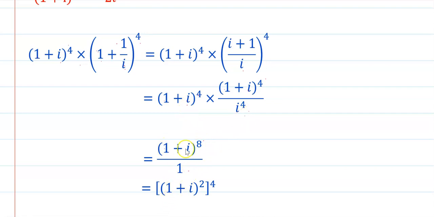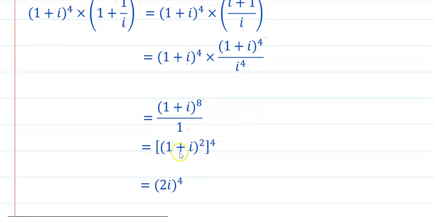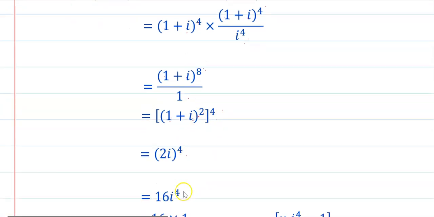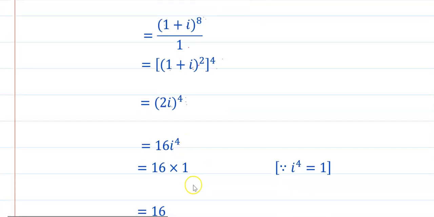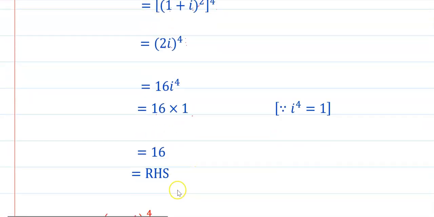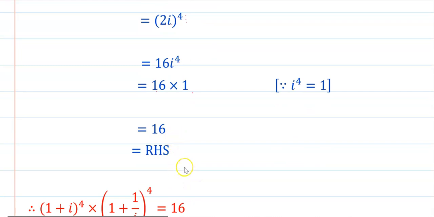i raised to 4 means what? 1. (1 plus i) raised to 8 can be written as (1 plus i) square, and its power 4. But what is (1 plus i) square? It is (2i) to the power 4. And (2i) to the power 4 means what? 2 raised to 4 is 16, and i raised to 4 is again 1. 16 into 1, that is 16, which is the RHS.